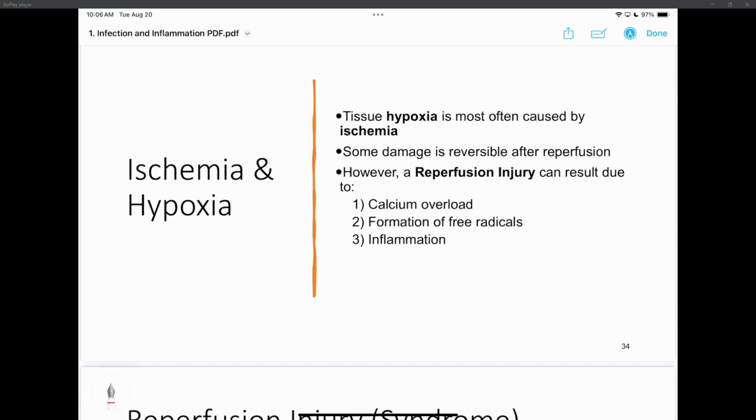you did a stent in the heart, you reperfuse that tissue, blood is going back to that area again, you gave a clot-busting drug to the brain, and now the blockage to the cerebral vascular arteries is open, blood supply goes back. But three things can happen that can cause a reperfusion injury.